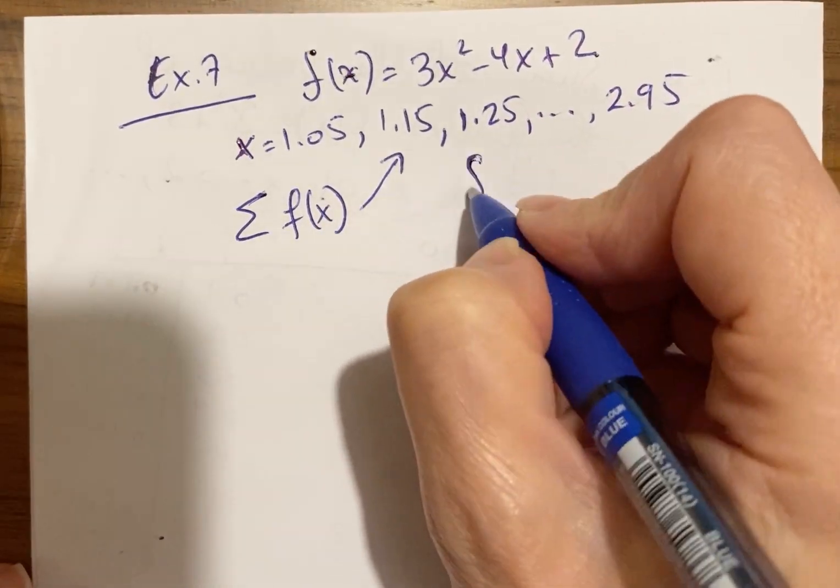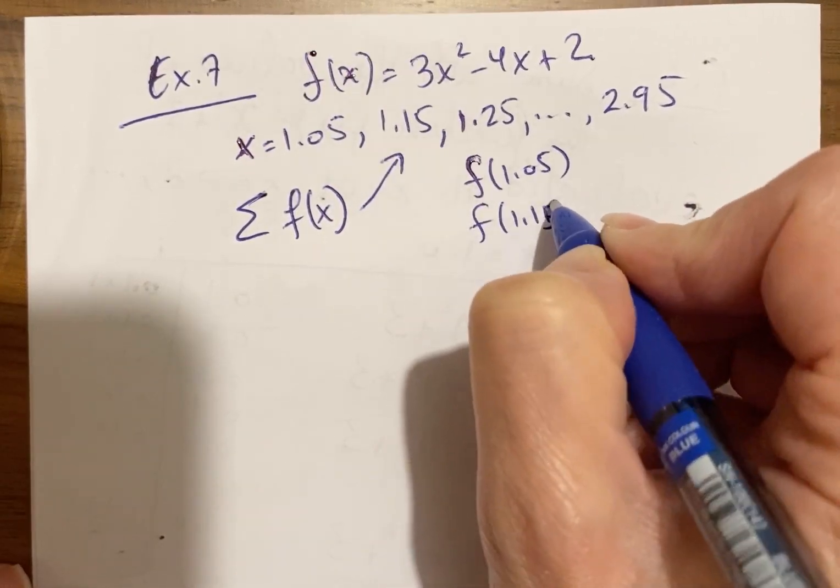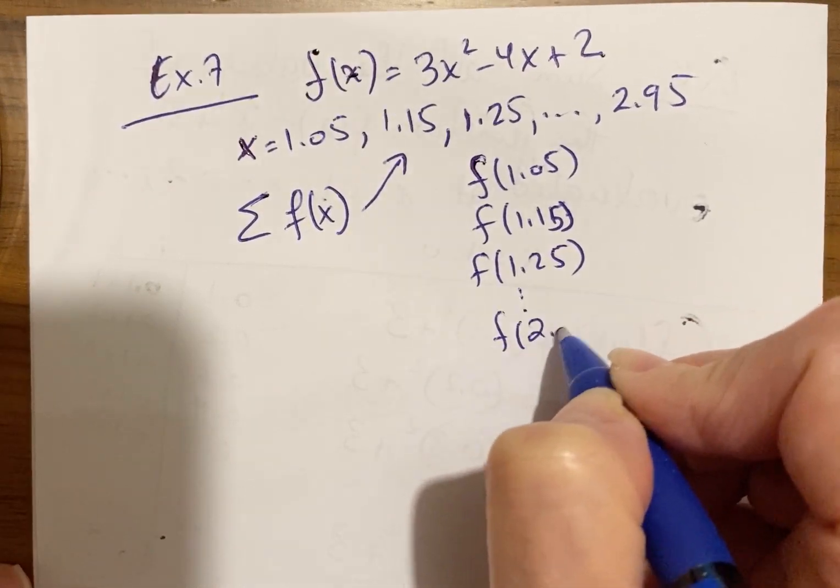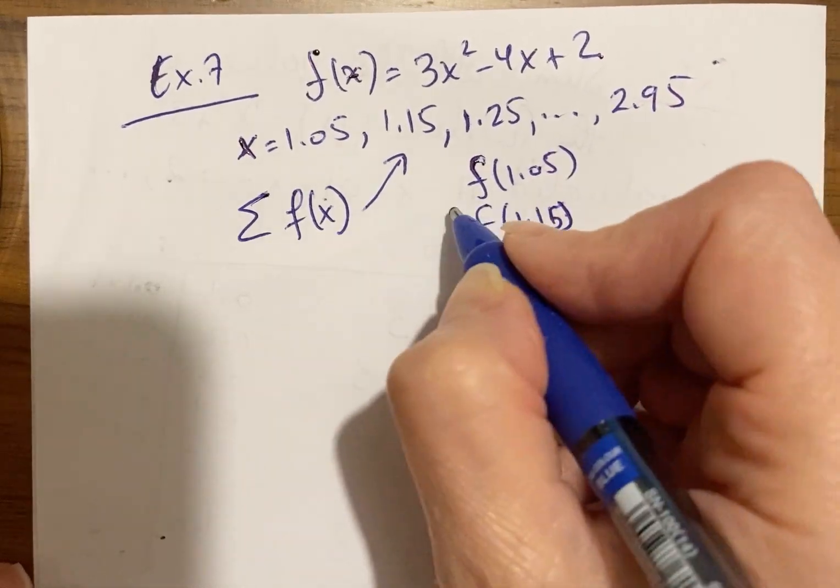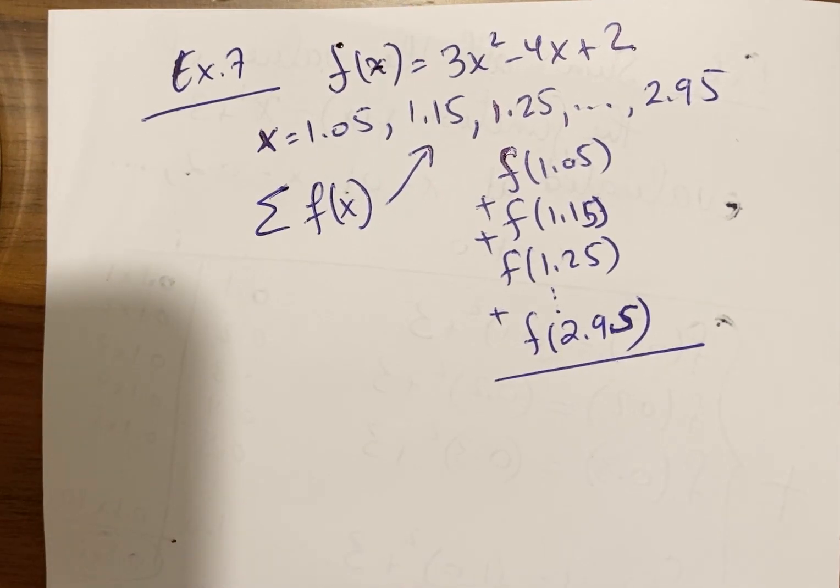So again, you want to do f of 1.05, f of 1.15, f of 1.25, and you keep doing this till you reach f of 2.95. When you get all the answers, you add them to each other and give what the final answer is. This is what they want. Sum the values of f of x evaluated at those x's that we have over here.